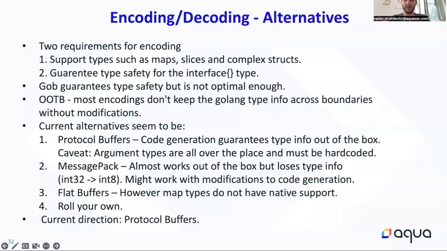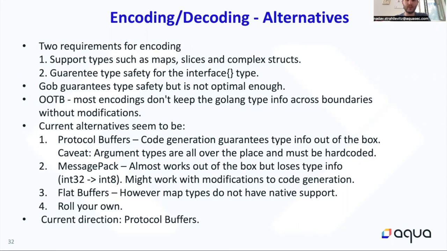So we have two requirements for encoding. One is that it must support maps, slices, and complex structs that include those two. And two, that it guarantees the type safety of values stored in the empty interface type. GOB guarantees both, but it is not very optimal in performance, as has been seen. And out of the box, most encodings don't keep the Golang type info across boundaries without modification, and may not support maps, slices, and complex structs.